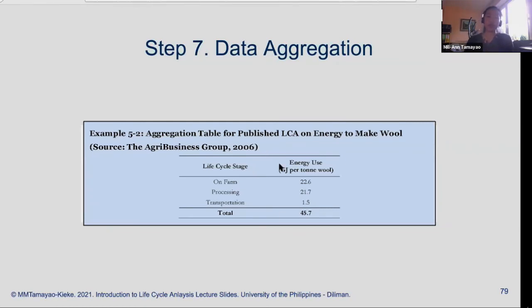So for example, this is a table from an LCA on energy to make wool. You have the different life cycle stages per functional unit, in this case, a ton of wool. So you now have gigajoules for farm, for processing, for transportation per ton of wool.